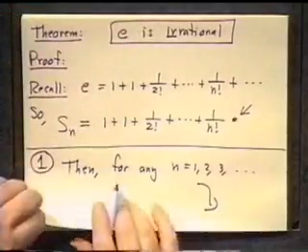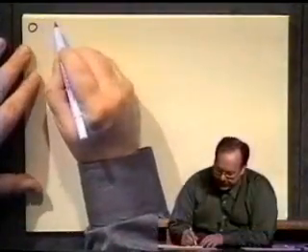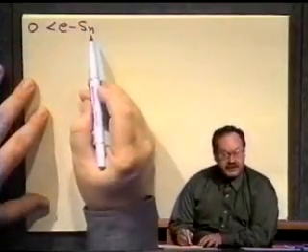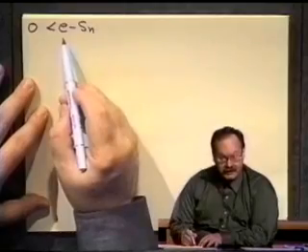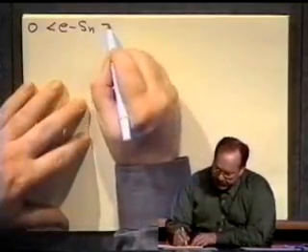I like this argument. It's really quite nice, and it uses the notion of geometric series we talked about. 0 is less than e minus S sub n. Now that's certainly true, because S sub n is the partial sum of e, which is the infinite sum. So you take that away, you've got something left. That's positive.